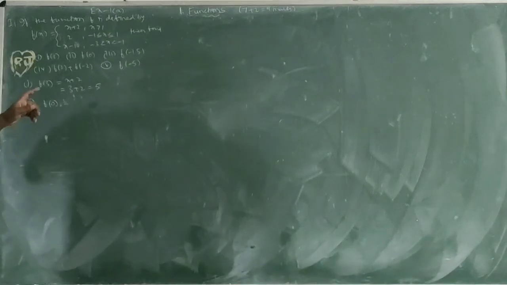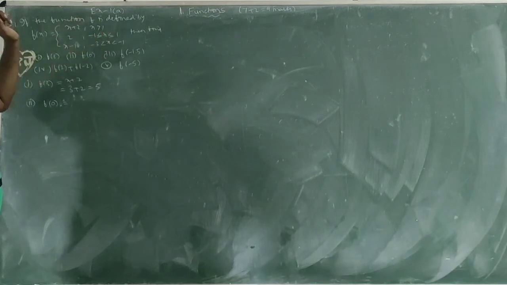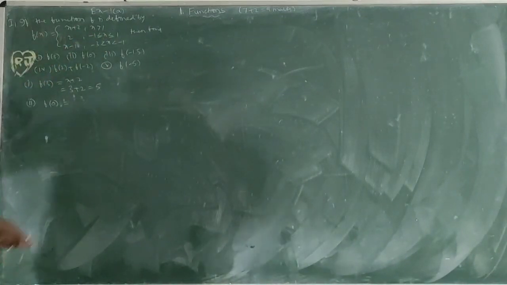Second, f of 0. So x value 0 in these 3 cases. Is 0 greater than 1? No. 0 lies between minus 1 and 1. This is correct. 0 doesn't lie between minus 3 and minus 1. So this situation is correct. According to this situation, what is the definition? 2. Simply it is 2.